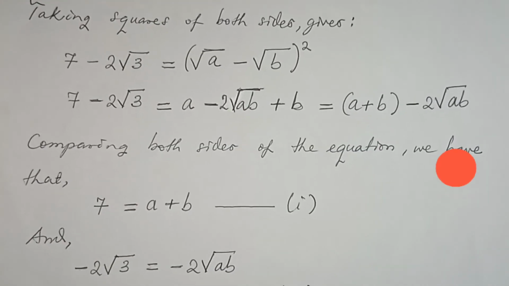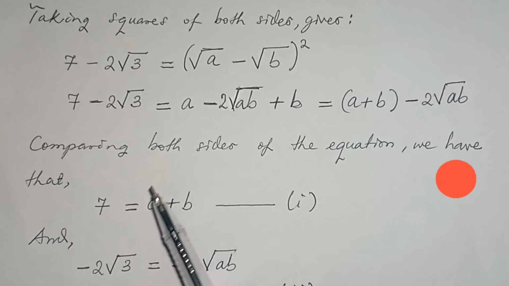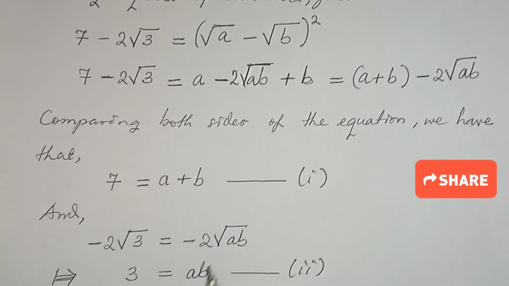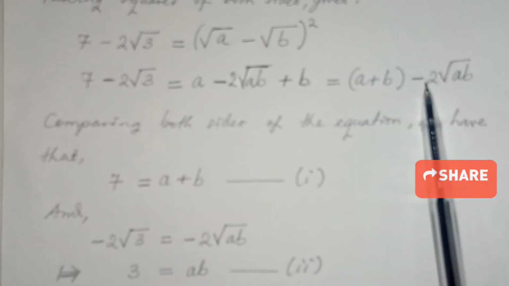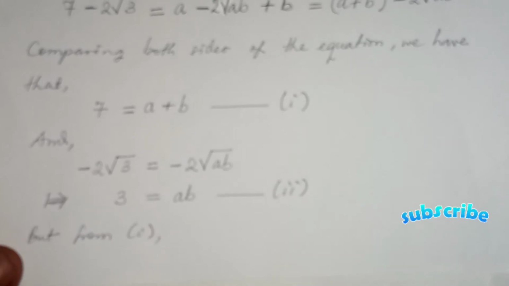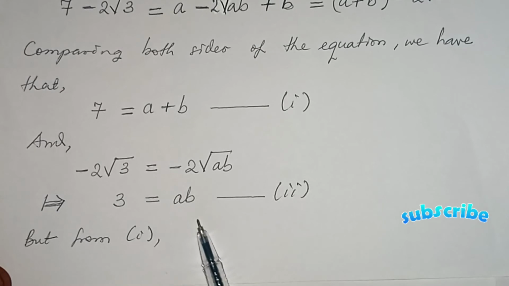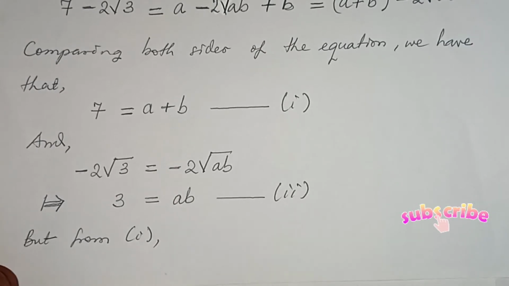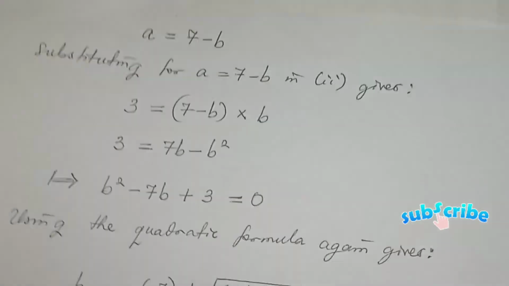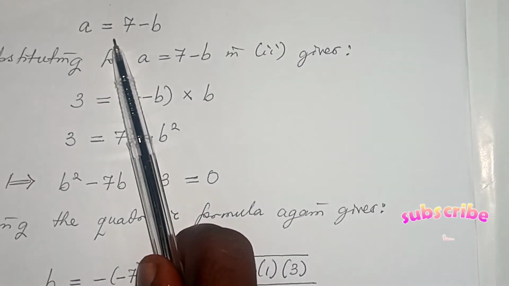Now, again, just like we did in the former example, if you compare both sides, you will notice that 7 can be compared with a plus b, which gives equation 1, and minus 2 root 3 can be compared with minus 2 root ab, which simplifies to equation 2, giving us 3 equals ab as our equation 2. Now from equation 1, again, we can make a the subject of formula, and that will give us 7 minus b, okay? So that brings us to this point. So a equals 7 minus b.